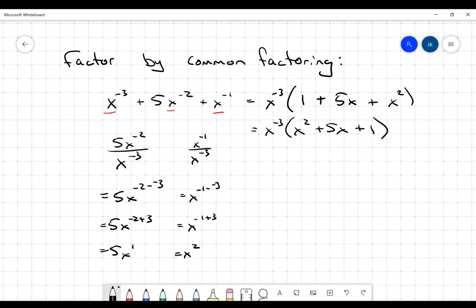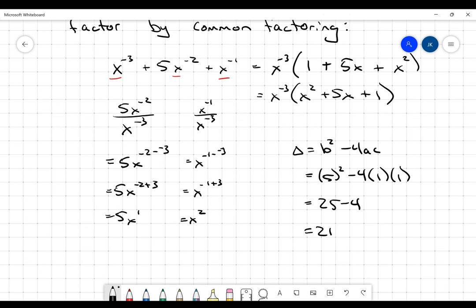But what I might do, just to double check here, is check the discriminant, which is b squared minus 4ac. And I'm looking for a perfect square here. So b is 5, so 5 squared minus 4 times the a value, which is 1, the c value is 1, so it's going to be 25 minus 4, and I get 21, which is not a perfect square. And so that means that's the answer that I'm shooting for right there.